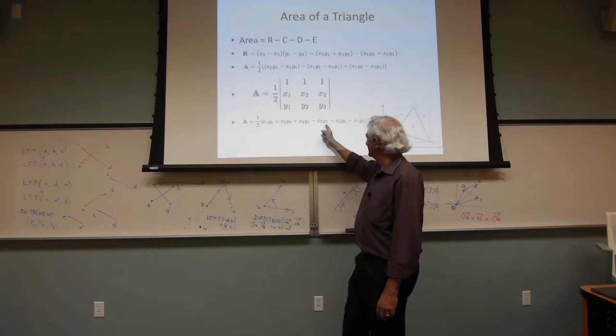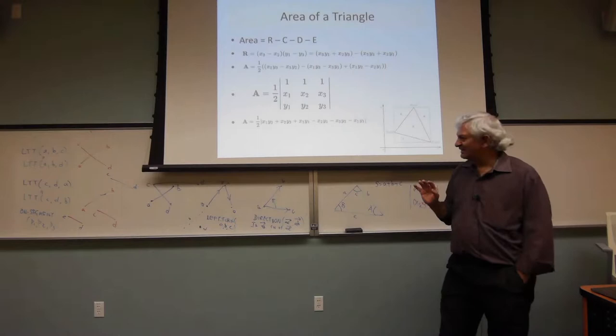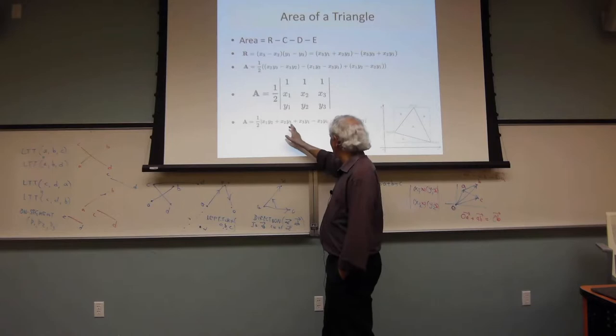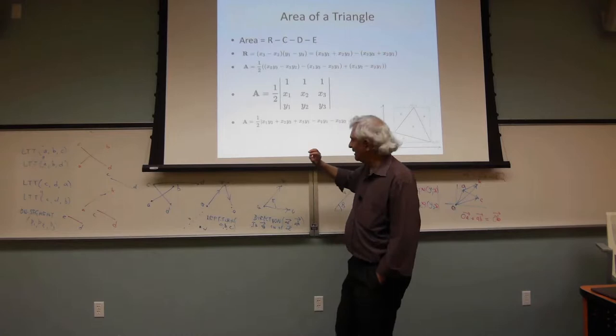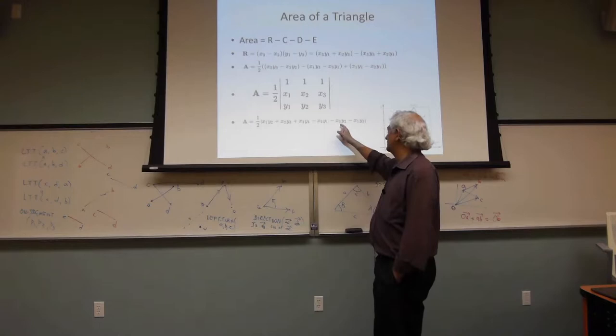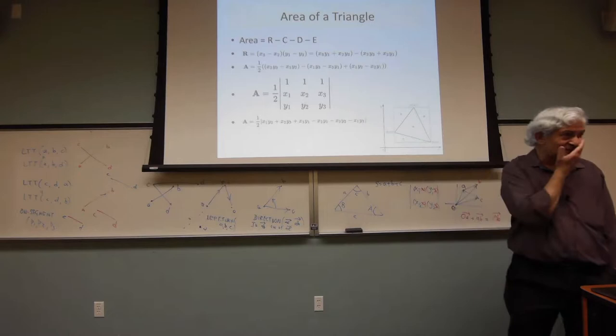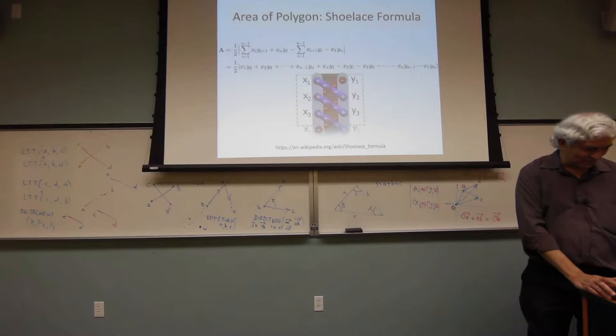Do you see any patterns here? It seems that this goes from 1 to 2, this goes from 2 to 3, and this goes from 3 to 1. And it's always x, y, x, y, x, y, right? And then here again, instead of 1, 2, you have 2, 1, then 3, 2, and then 1, 3. I'm not sure how you would remember this, but there's a picture here that does exactly that. So they call this the shoelace formula.